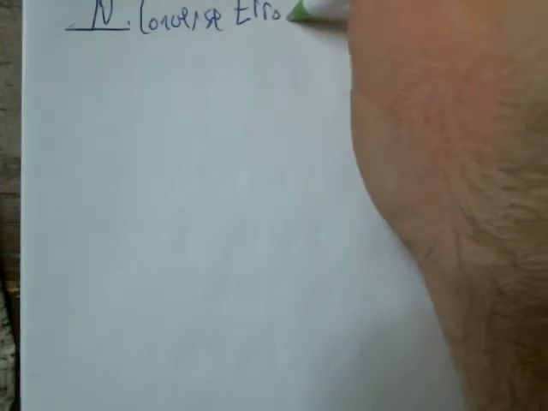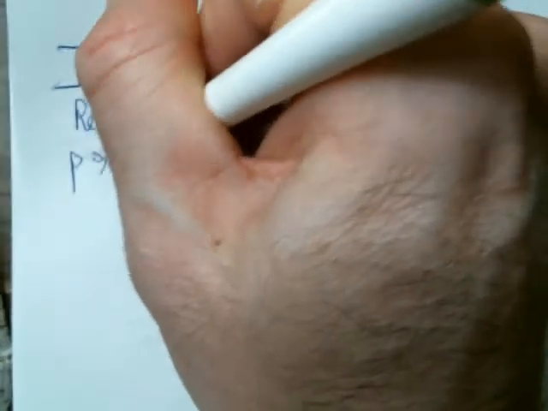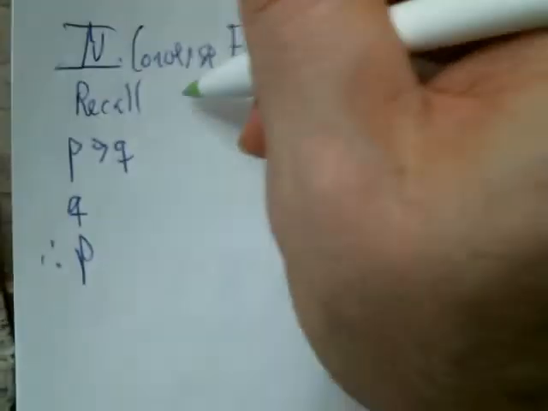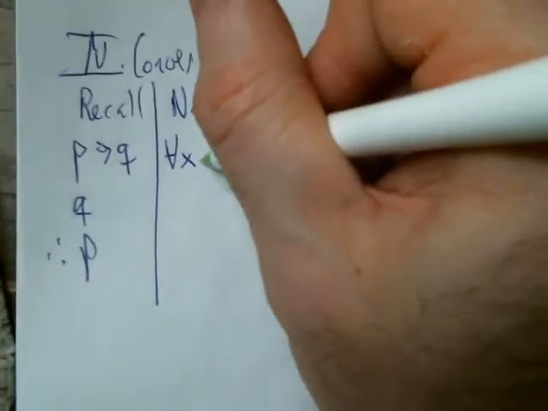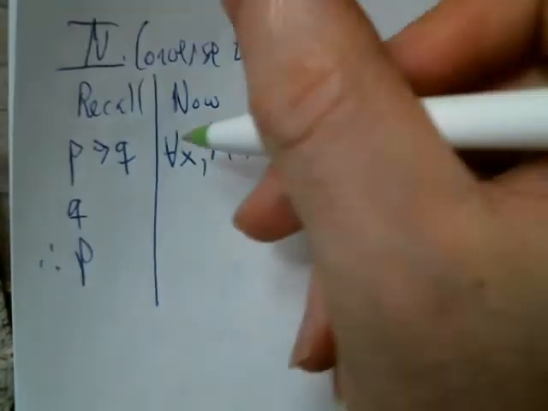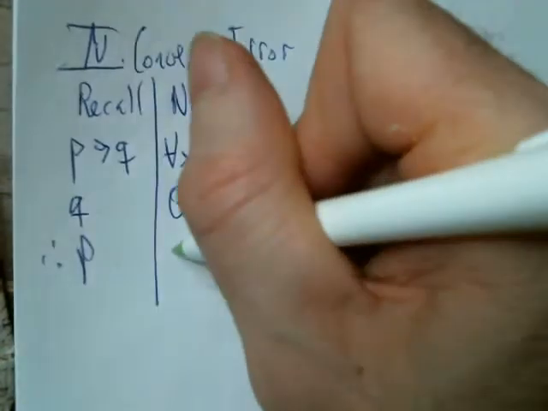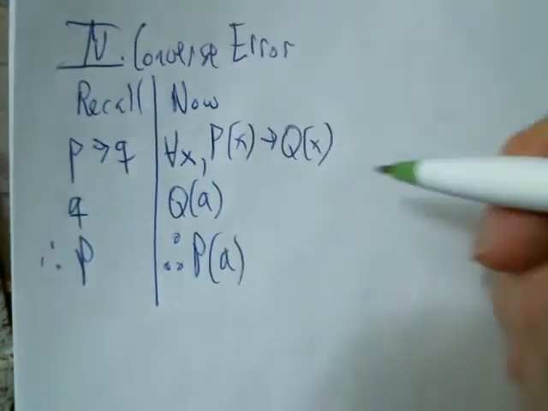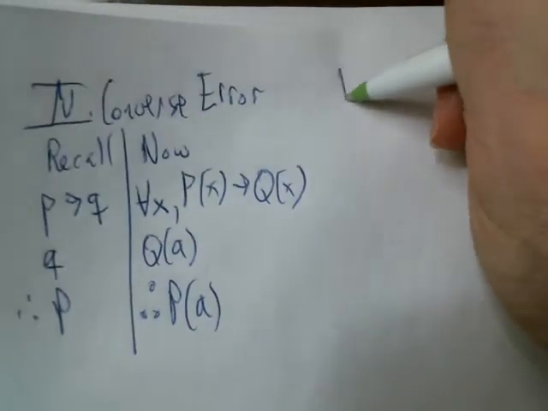Okay, and then the converse error and the inverse error, same as before. Converse error. Recall from before how that worked. If P, then Q. Q is given, therefore P. So that's not always going to be a valid argument. But now the way it works, you just tack on a universal, and you're dealing with predicates: for all x, P of x implies Q of x. Somebody's giving you Q of A, and then you're concluding P of A. That might not necessarily work, right? So then lastly, the inverse error.